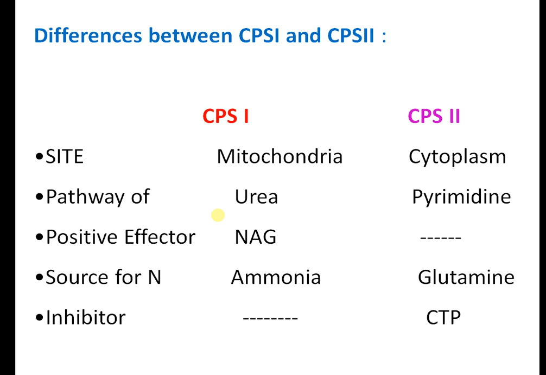The difference between carbamoyl phosphate synthetase 1 and carbamoyl phosphate synthetase 2. The site of CPS 1 is the mitochondria, and CPS 2 is in the cytoplasm. CPS 1 belongs to the urea pathway and CPS 2 to the pyrimidine pathway. N-acetyl glutamate activates CPS 1, and has no effect on CPS 2. The source of nitrogen is ammonia for CPS 1 and glutamine for CPS 2, which is inhibited by CTP.